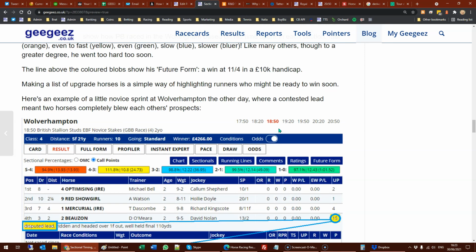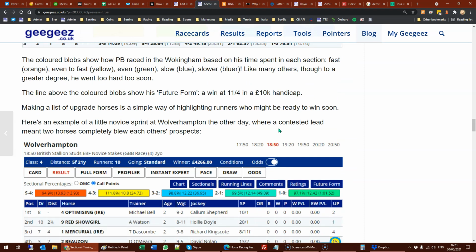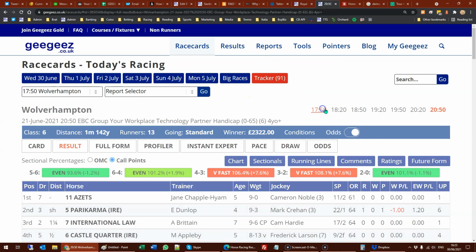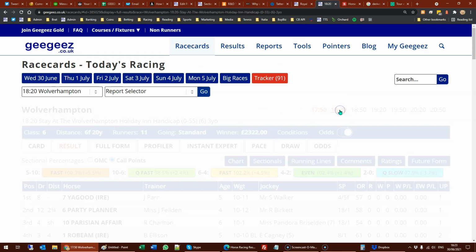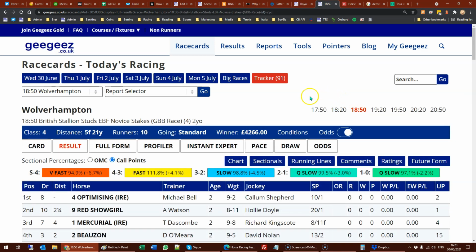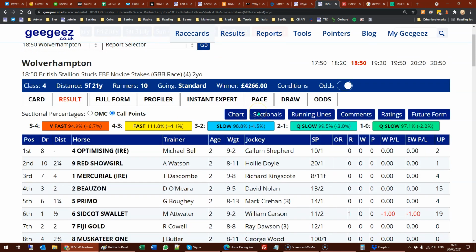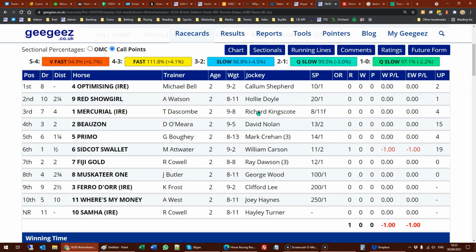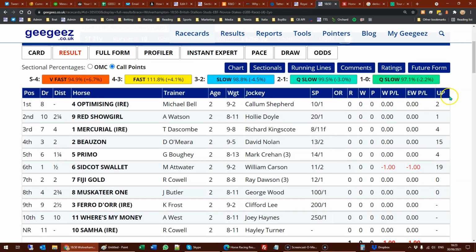Another race that I want to look at, which gives an example of a horse that was badly compromised by the run of the race, was this 5 furlong novice event at Wolverhampton. I'm not sure what date this was on, but if we look at the upgrade column again on the right hand side over here, we can see that it's 2, 1, 4, 4, 0, 0, and these 2 massive outliers here.